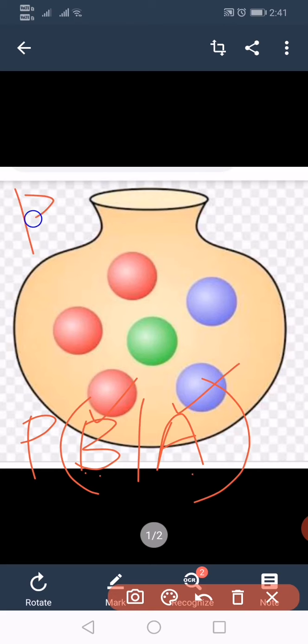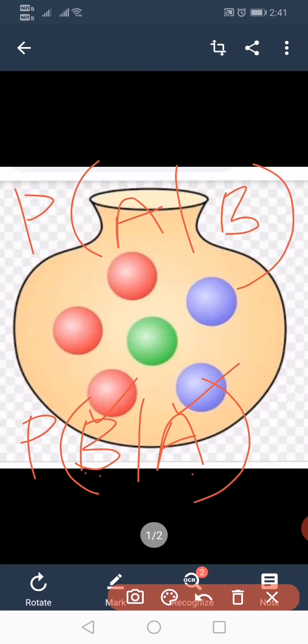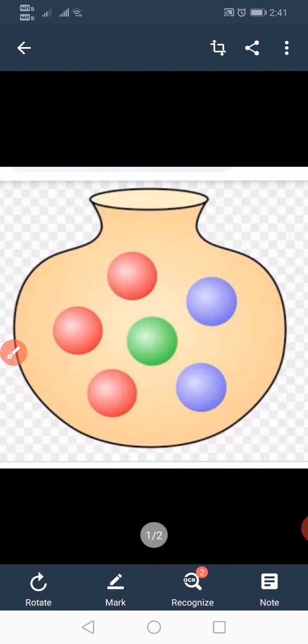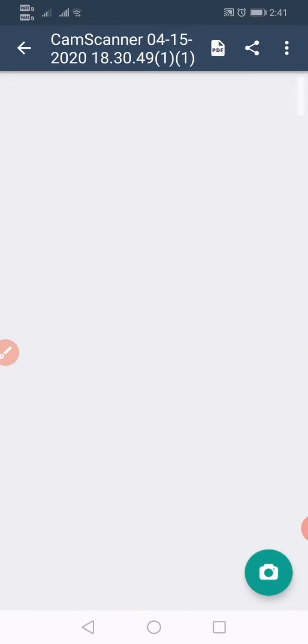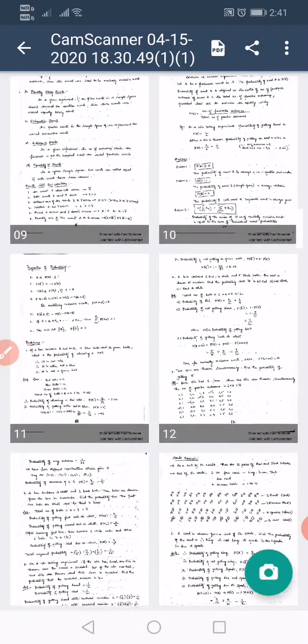Suppose it is P of A given B. That means the occurrence of event A is dependent on the occurrence of event B, on the condition that B has already happened. This is called conditional probability. So let us see the definition of conditional probability.